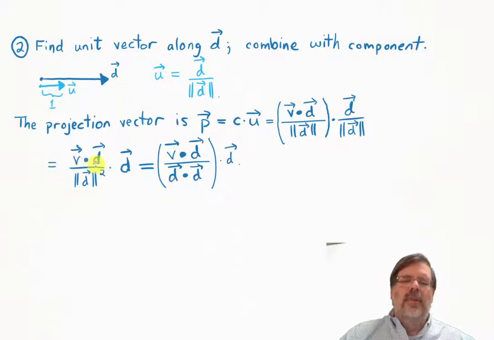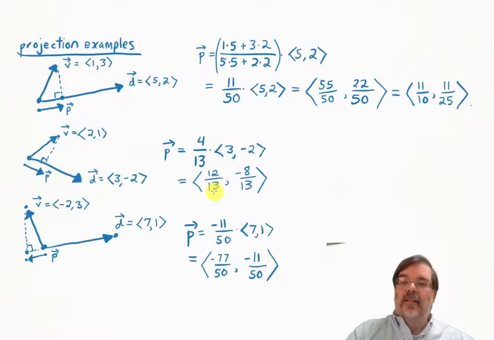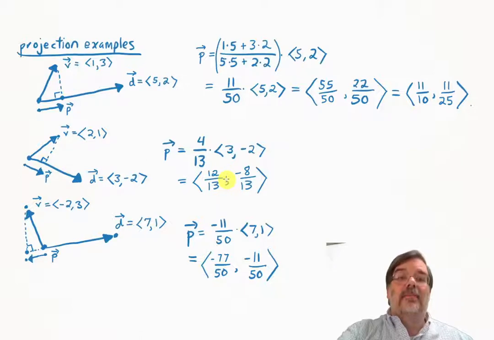The numerator, we can't really simplify that too much. That's going to be v dot d. Right? And the dot product gives us regular numbers, so this will give us some kind of fraction that will multiply by the vector d. So this formula, there's a lot of d's in it, but it turns out to be not too difficult to calculate. So let's do a couple of examples of calculating the projection.